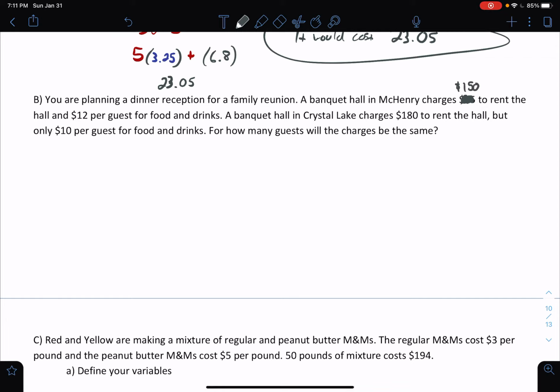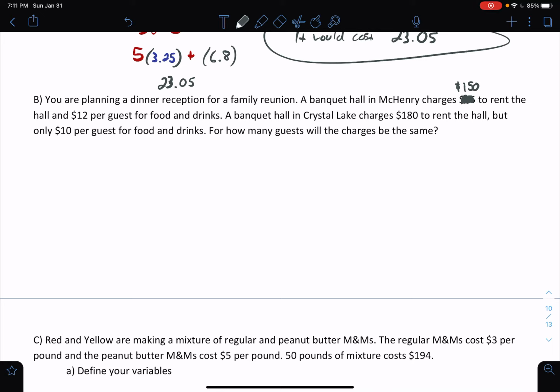All right, so we've got 2 variables here. We've got $150 to rent the hall if we're in McHenry, or $180 to rent the hall if we're in Crystal Lake. Those are flat fees. That's not going to change depending on how long we're spending at the banquet hall. So those are our starting places. Okay? Now, the $12 per guest for food and drinks at McHenry or $10 per guest at Crystal Lake, those are recurring fees.